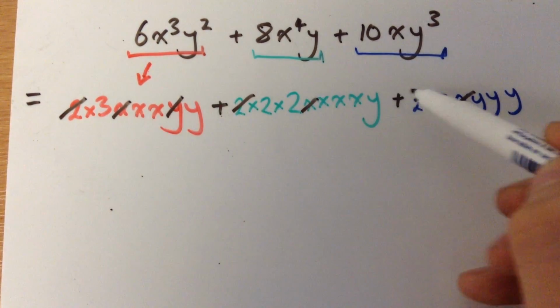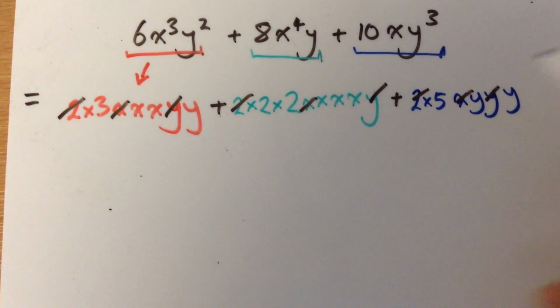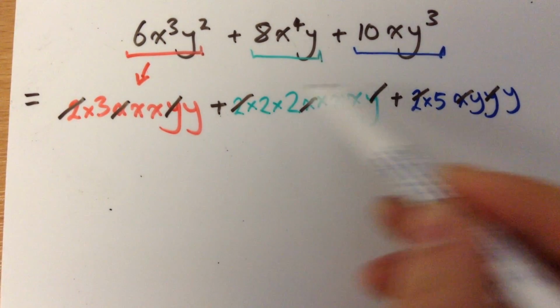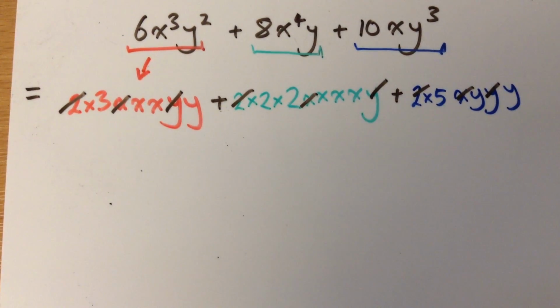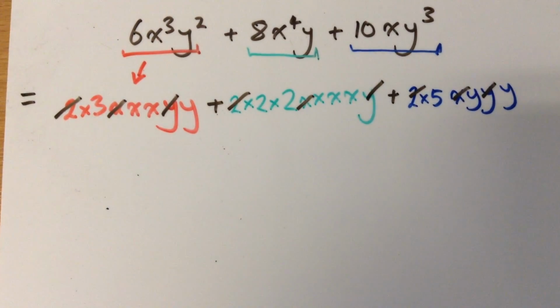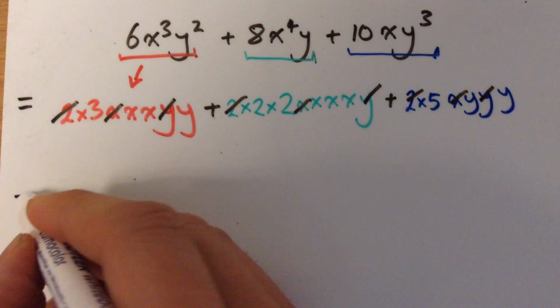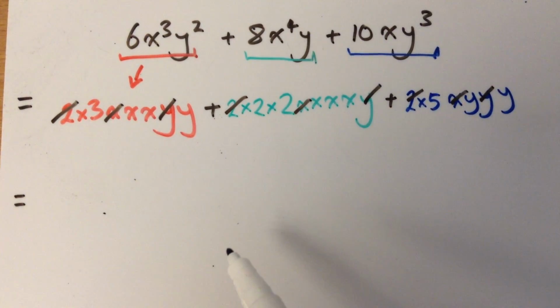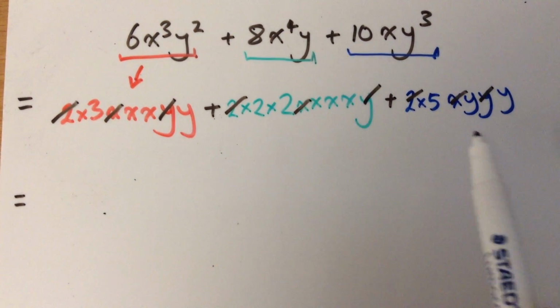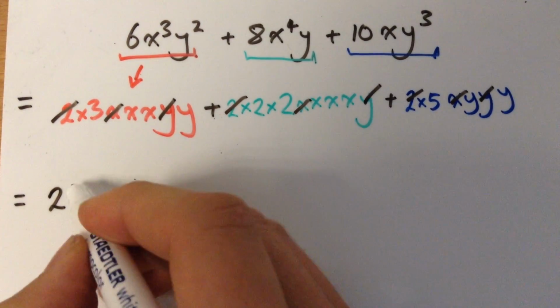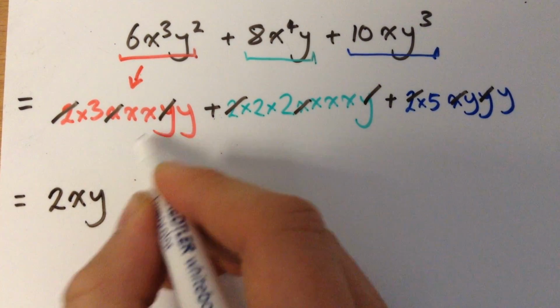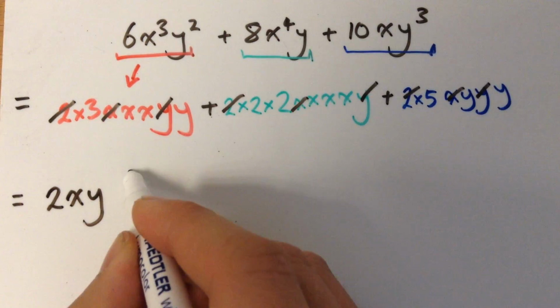I have a y that is common, so I'm going to cross out a y from each term. I can't cross out this y because there's no y's in this expression. And that is all the common things I have in my expression. Once I've gotten to this step, I'm going to write out whatever is common. In other words, I'm going to write whatever I crossed out to the outside of the brackets. So I've crossed out a 2, I've crossed out an x, and I've crossed out a y. So that goes to the outside of my brackets.